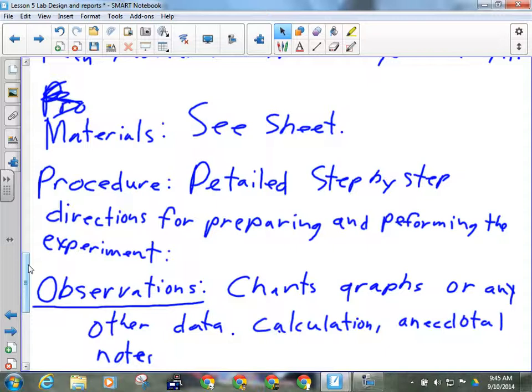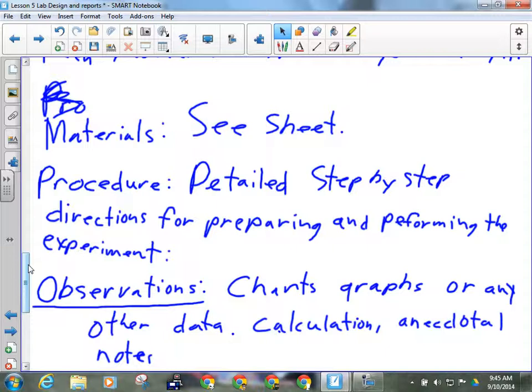Anecdotal, A-N-E-C-D-O-T-A-L. Anecdotal means to basically write kind of, it's not like a story. Story is a bad word, but that's all I can think of right now. If you were observing plant growth over a course of two months, it's difficult to make a lot of measurements and calculations. Certainly you could measure the height, or you could put the plant on a scale every day and have some of those quantitative observations.